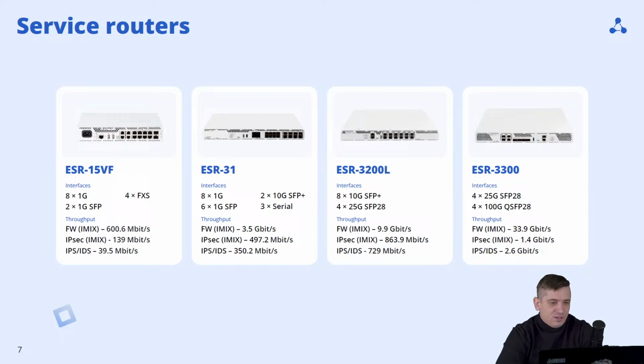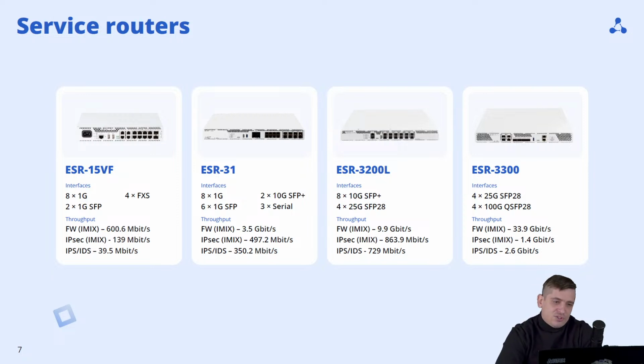The low-level segment is the ESR 15VF, capable of only 600 megabit per second IMIX traffic. It is supplied with 8 1 gig SFP interfaces and 2 1 gig copper interfaces and only 2 1 gig SFP interfaces.